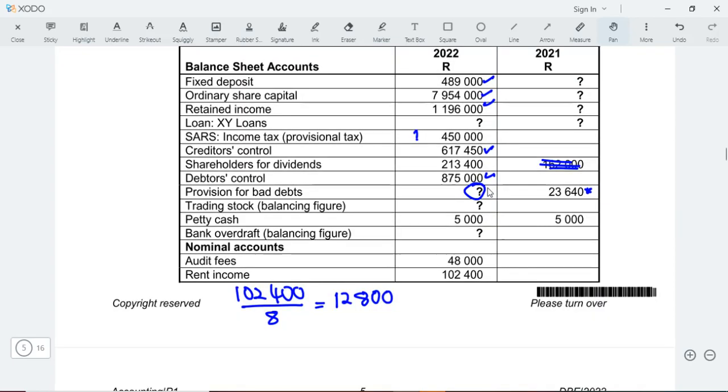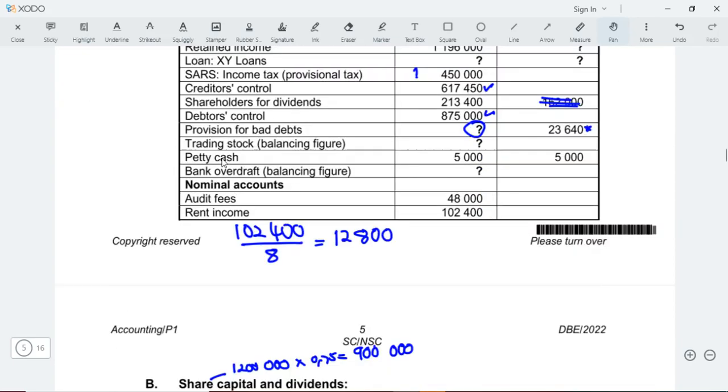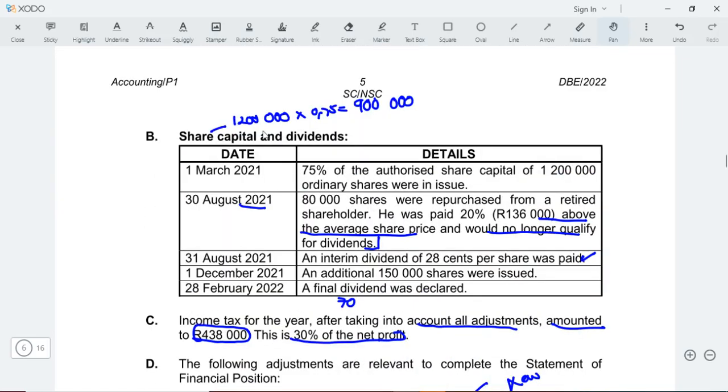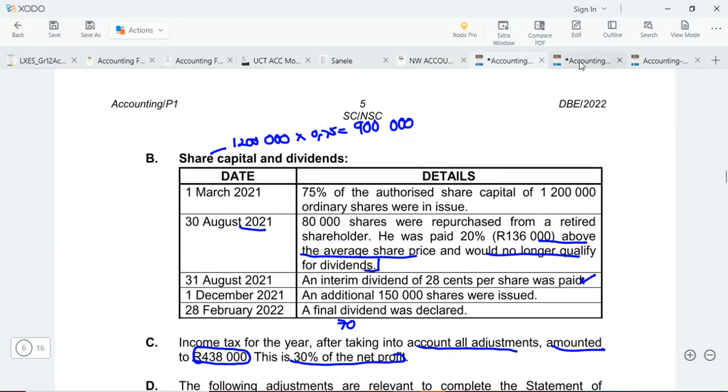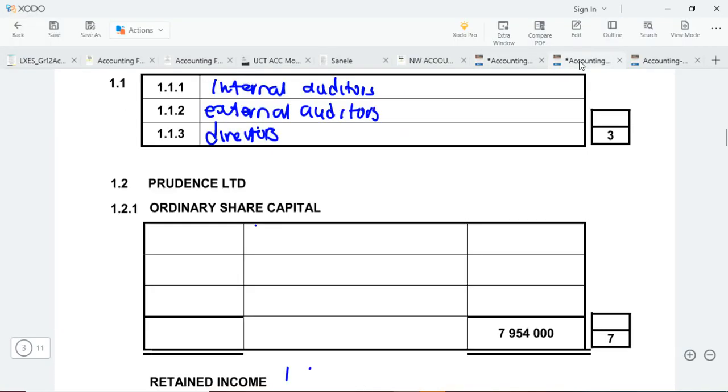Okay, so now let's go to the adjustments that affect our ordinary share capital. Now I mostly advise learners to also make sure that they look at the answer sheet so that they can get an idea of what they have and what they don't have. If you look at this, you realize that you are given the monetary value of the ordinary share capital, so meaning that you have to look for the number of shares. Okay, so now let's check here what's happening.